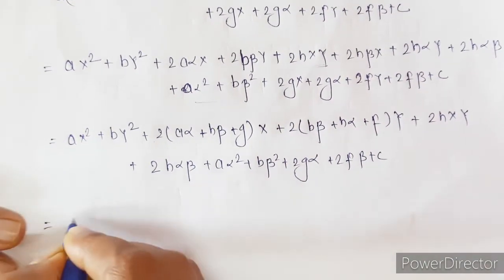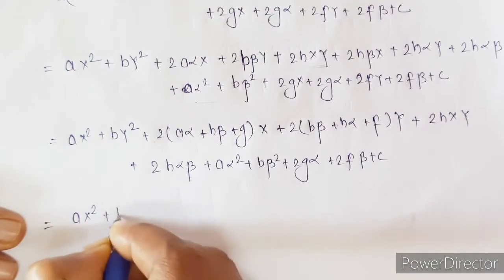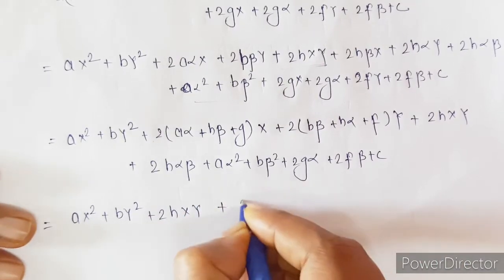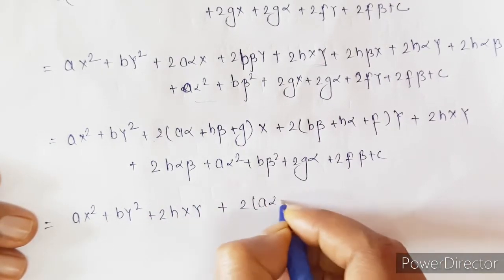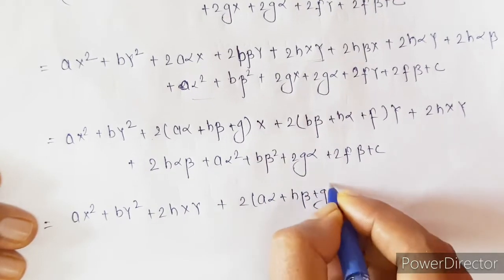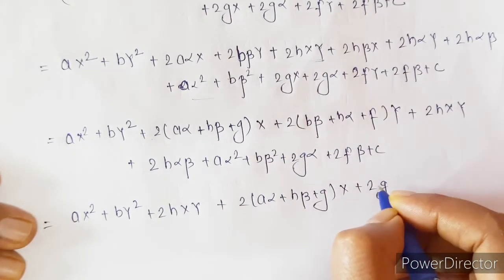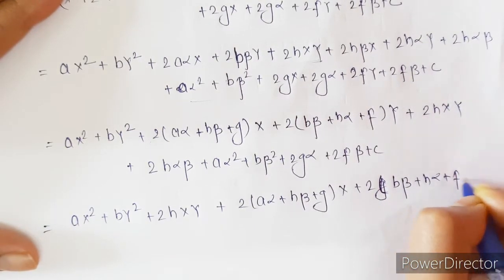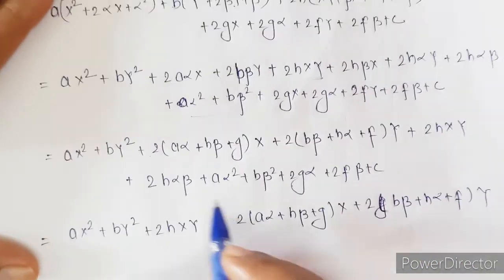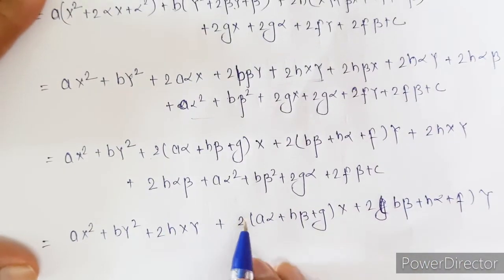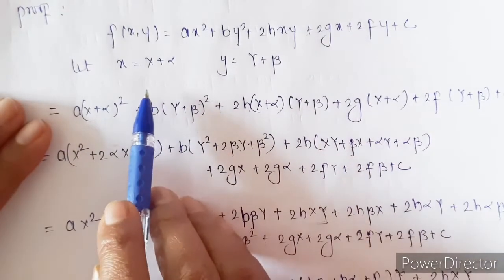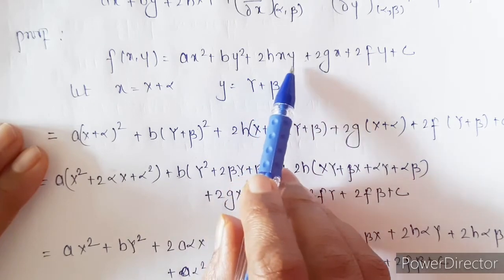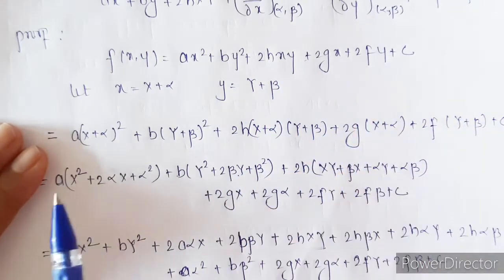Now again I am writing the same thing, ax², by². Let me write this first: 2hxy plus 2 times (aα plus hβ plus g) times x, 2 times (bβ plus hα plus f) times y. Okay. Now look at this part. Now this is your f of x comma y, right? It is ax² plus by² plus 2hxy plus 2gx plus 2fy plus c.